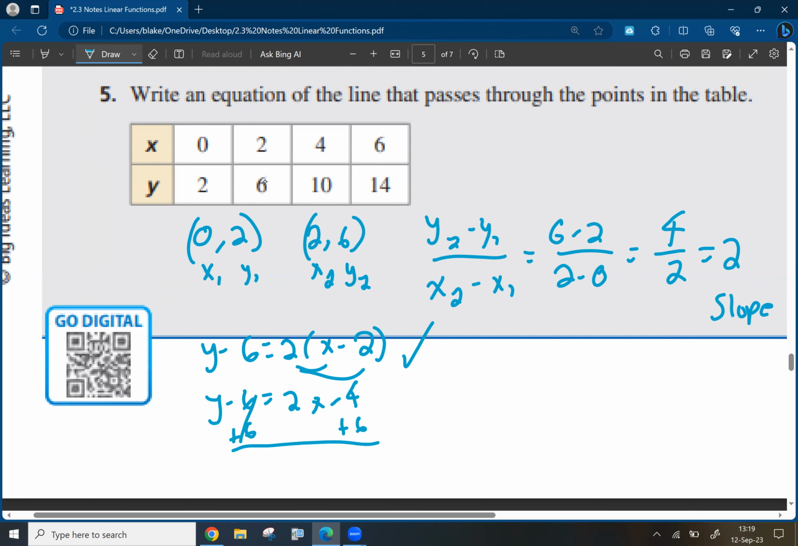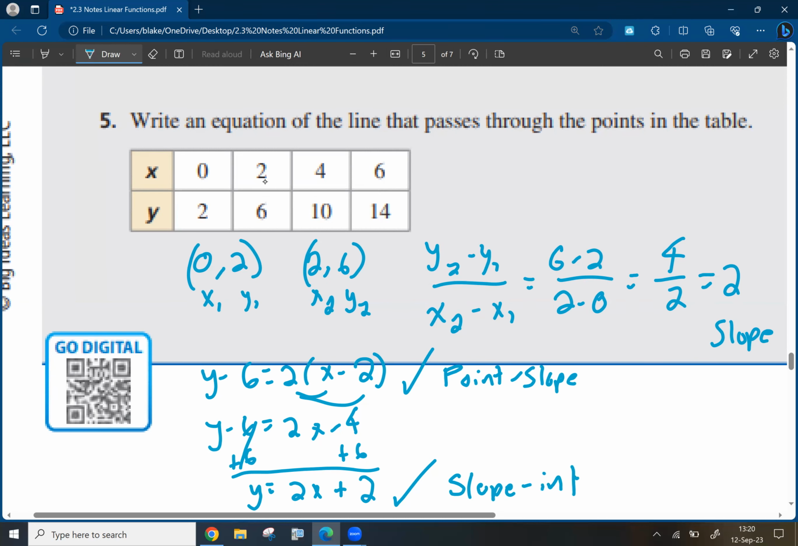And if you did that, then you'll have slope-intercept form, which will be 2x, see, -4 plus 6, that's going to be 2. So 2x plus 2. So this also works. So the first one we wrote was point slope form, which is a perfectly valid answer. And the second one we wrote was slope-intercept form. Again, a perfectly valid answer.